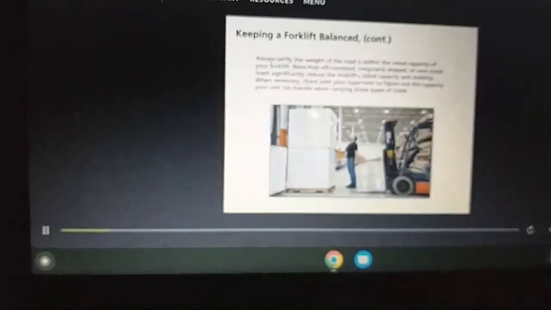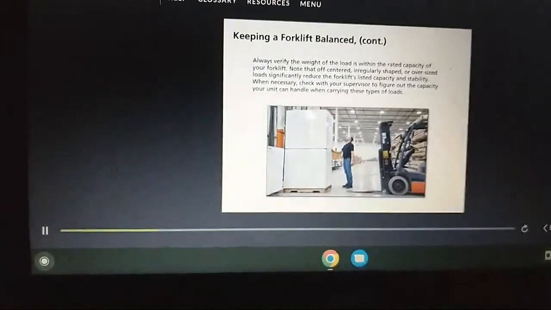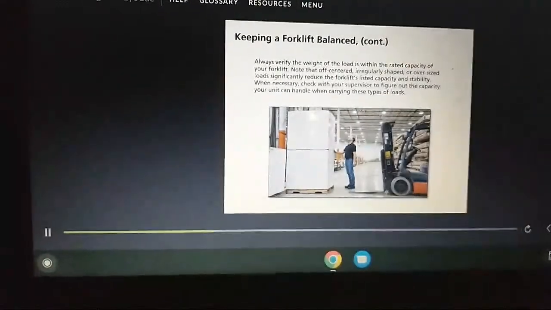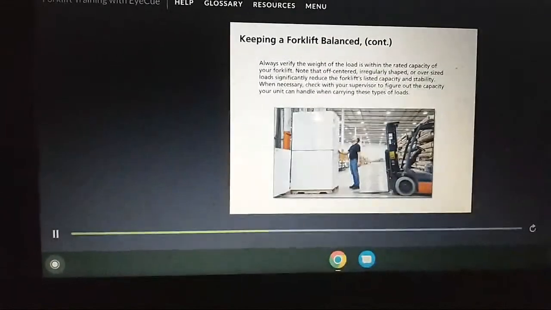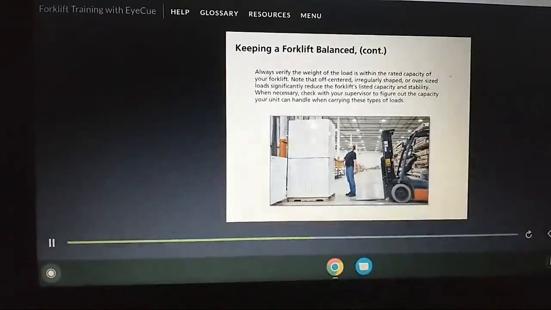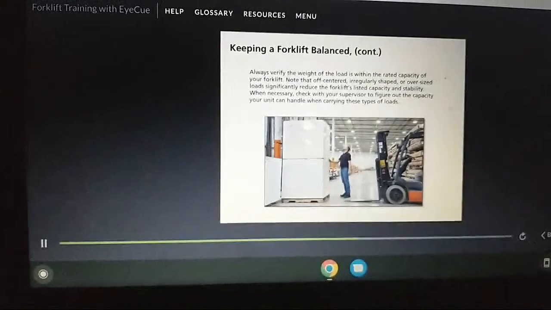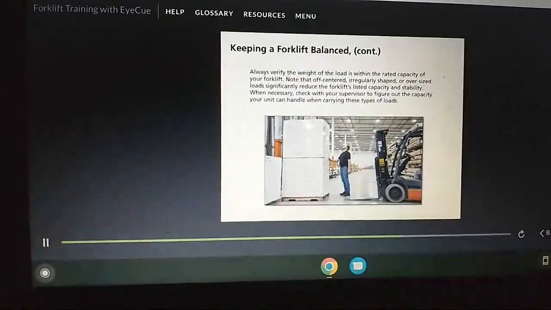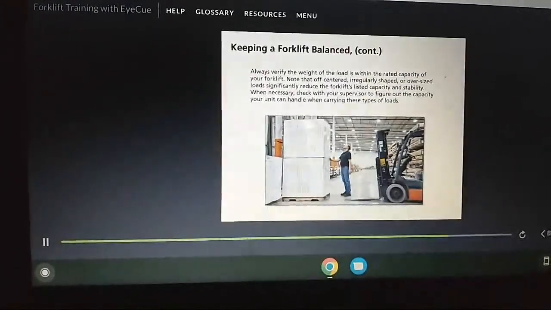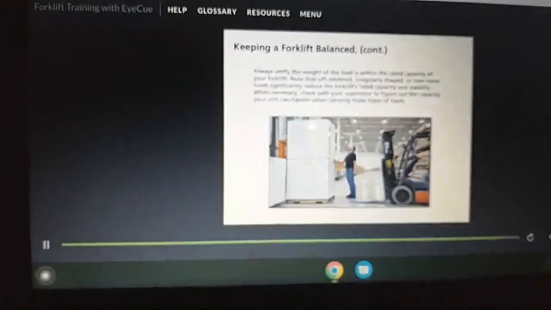Always verify the weight of the load is within the rated capacity of your forklift. Note that off-centered, irregularly shaped, or oversized loads significantly reduce the forklift's listed capacity and stability. When necessary, check with your supervisor to figure out the capacity your unit can handle when carrying these types of loads.